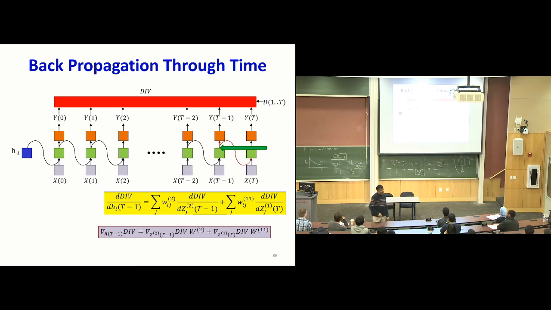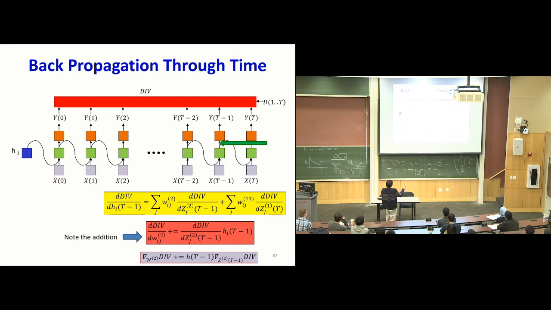There was a second change that happened, which is that when I compute the derivative of the divergence with respect to this weight, that of course was simply this h at t minus 1 times the derivative at z at t minus 1. But that's only the local guy. I know that this weight is identical to the weight out here, so I'm actually summing the derivatives.